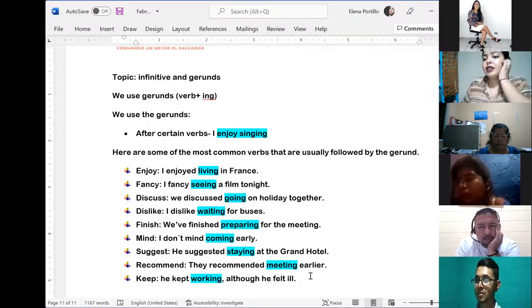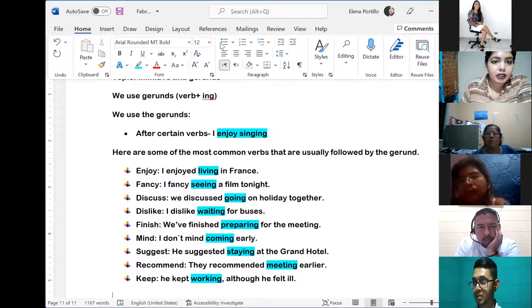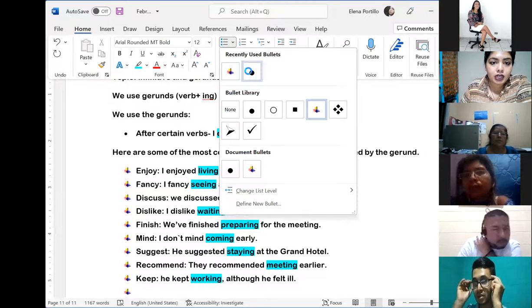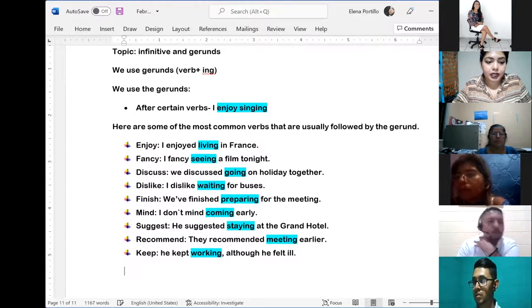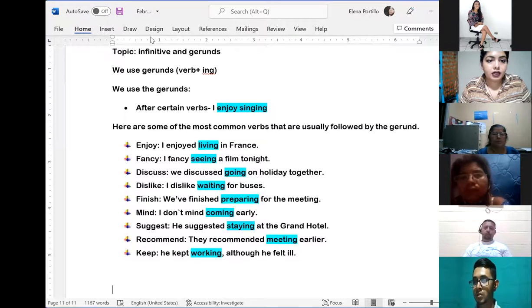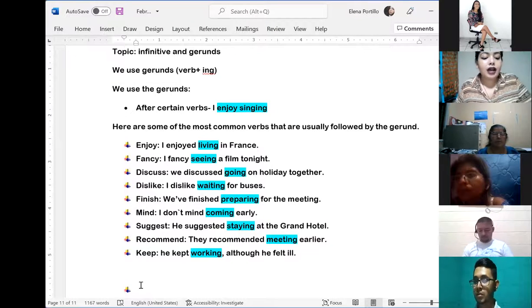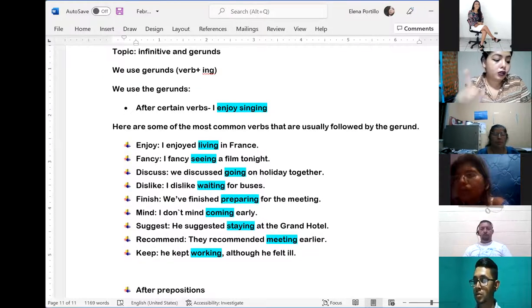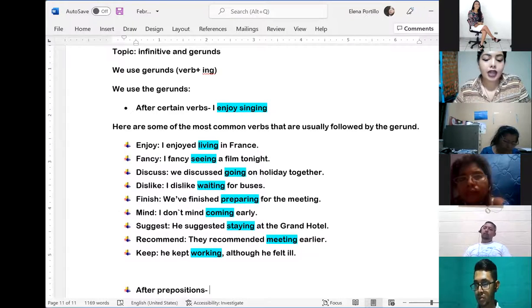So also, we have the ing form of the verb after prepositions. It is not just after the verbs. We have different uses and we have this one. So let me mark this. Okay. We have after prepositions. Also, we can use the ing form of the verb after prepositions. And we have an example.